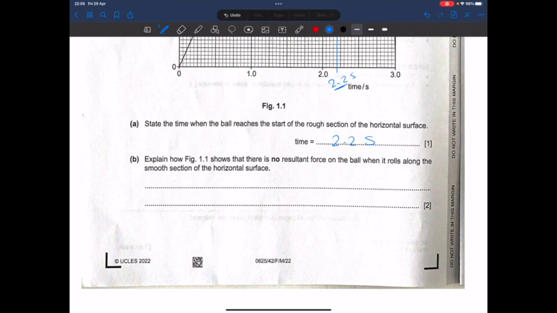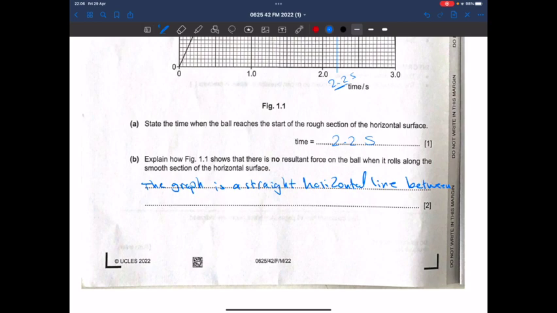The graph is just a straight line, a horizontal line between, I just need to localize the time, 1.5 to 2.2 seconds.